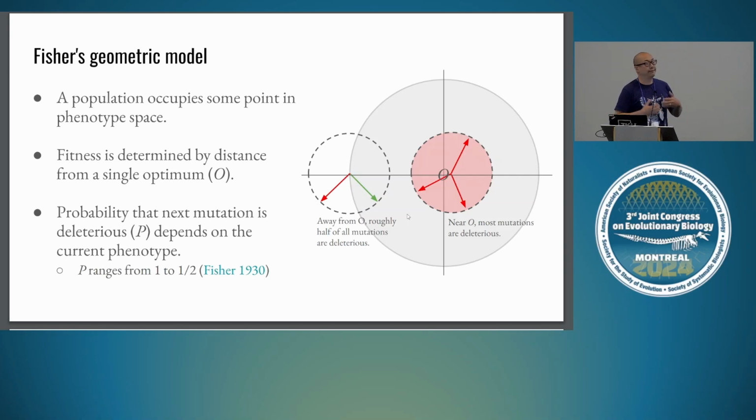So this takes us to Fisher's geometrical model, where a population occupies some point in phenotype space. Fitness is optimized at some point in that space, and the probability that the next mutation is deleterious or beneficial is determined by where you're located in that space. So if we are close to the optimum, just as before, most mutations are going to be taking you away from the optimum. They're going to be deleterious. If you're further away from the optimum, then roughly half of the mutations are going to be good. Roughly half of them will still be bad. And so Fisher pointed out way back in 1930 that geometrically the solution was that the probability that the next mutation is deleterious will range between 1 and 1/2, depending on that.